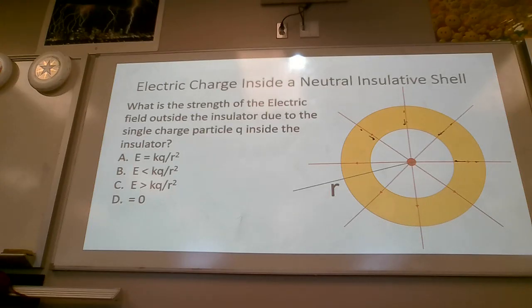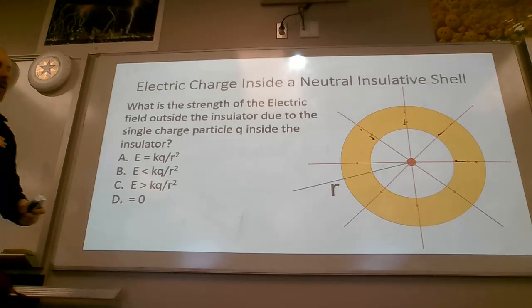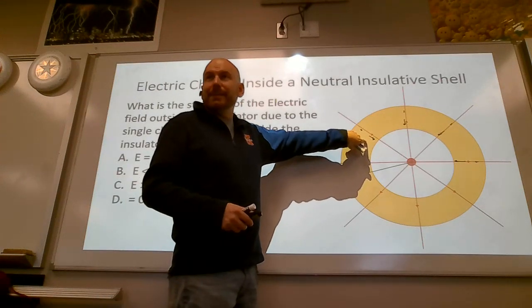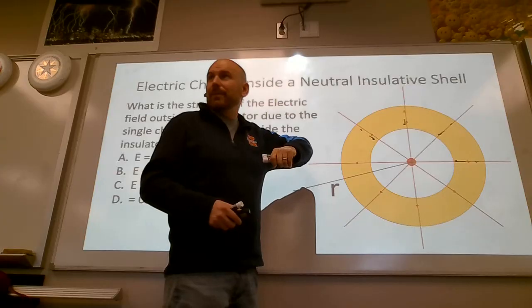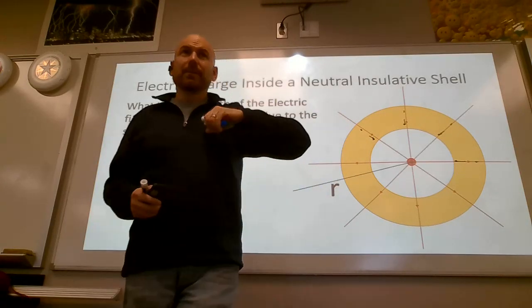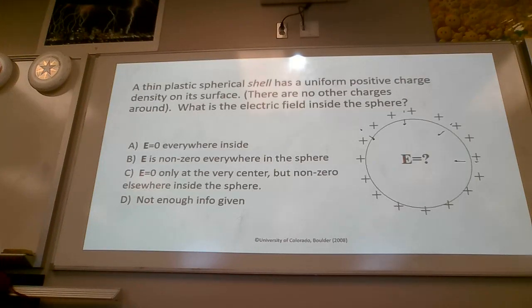Correct answer is, for the sake of time, outside is A. Because this electric field, the black, only exists in the interior. Okay, it doesn't mess with it on the outside. You all right with that? Okay.